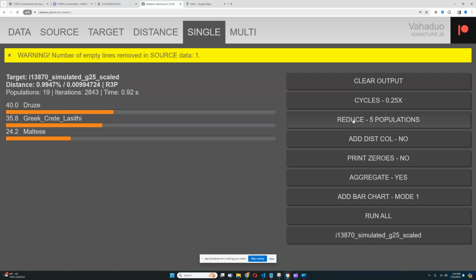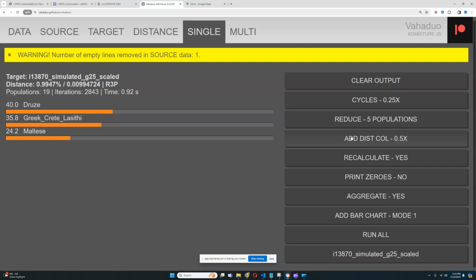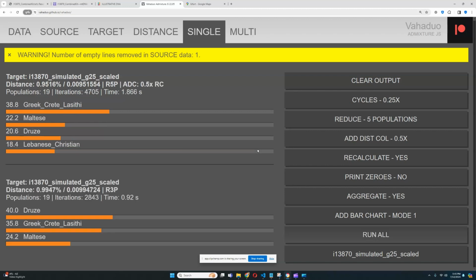We could probably find some Northern European genetic component if we limit it to, say, 5 populations. And to remove some inaccuracies, let's try to put this column to 0.5. Let's see what we get here. No, we don't get any Northern Europeans.